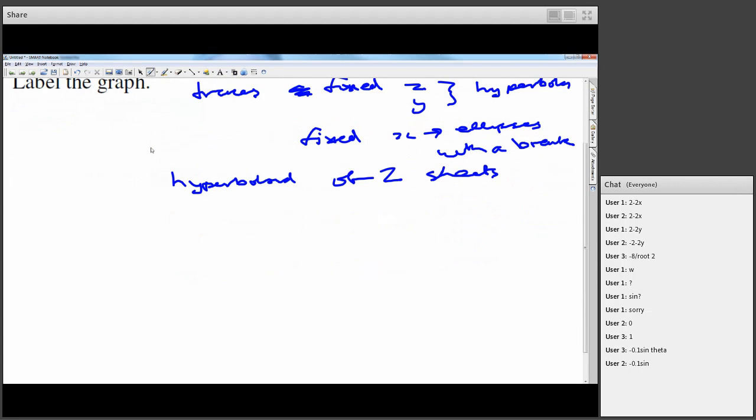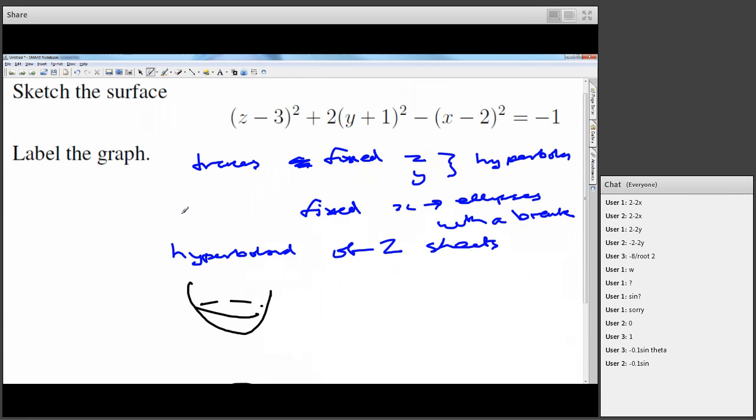So what I would do now is I just go and find a picture of a hyperboloid of two sheets. So they look like this. So that's what I'm doing, I'm just drawing it. That's what they look like. Now they all look like that, but I want to make sure the picture matches up to the stuff I've got at the top here. That's what it really comes down to.